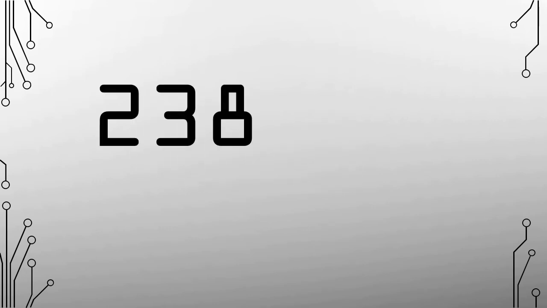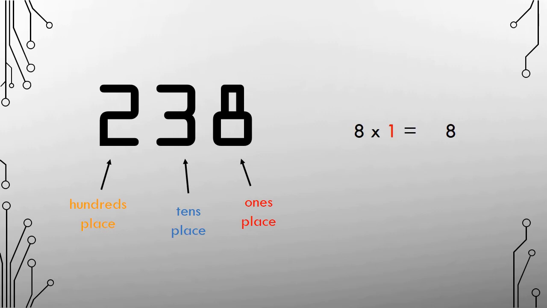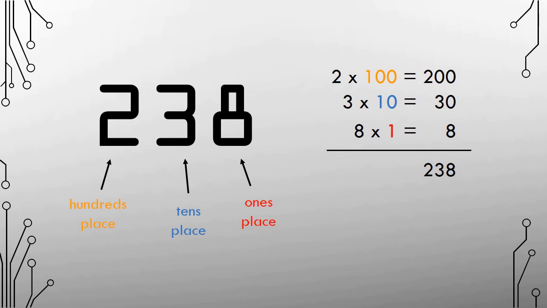Here's a number you're used to seeing, 238. If we remember our place values, the 8 is in the ones place, the 3 is in the tens place, and the 2 is in the hundreds place. Each place value is worth 10 times more than the last one. This means that there are 8 ones, 3 tens, and 2 hundreds that all add up to make this number.